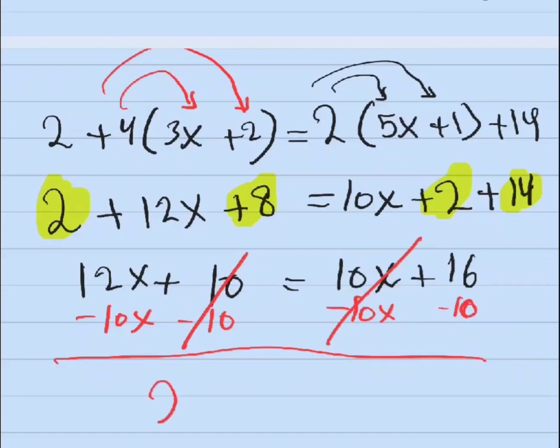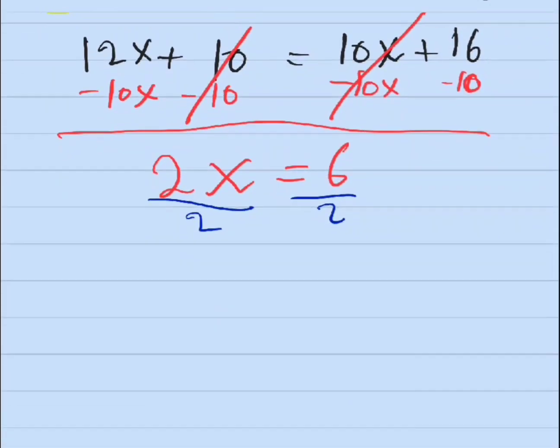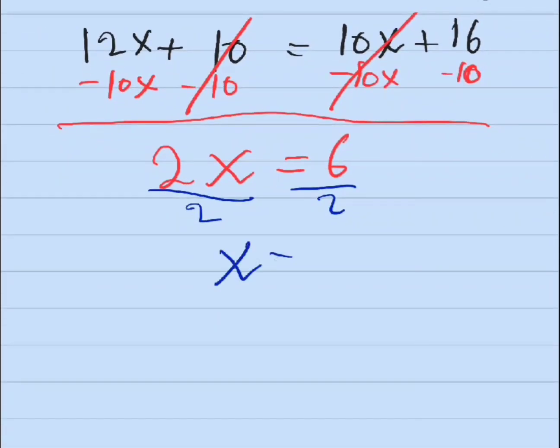12x minus 10x is 2x. 16 minus 10 is 6. Now all we need to do is divide by 2. 6 divided by 2 is 3. And so x is equal to 3. And that's the answer.